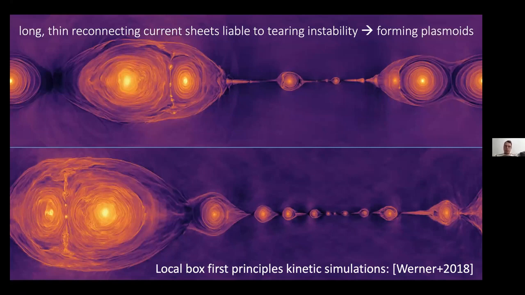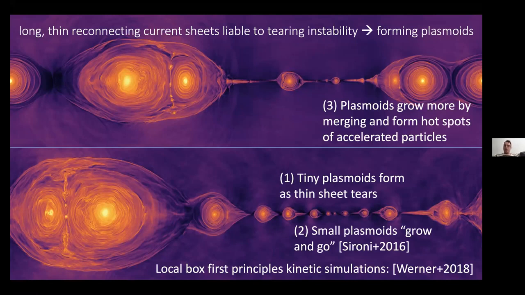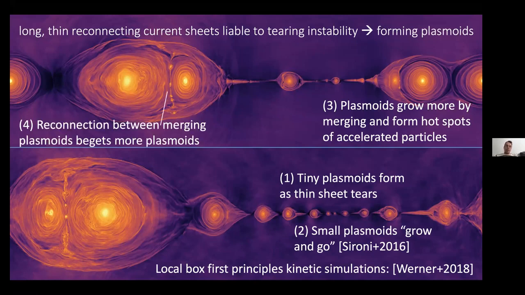If we do such a simulation in a particle-in-cell code, as Farial has already shown, and as I'm showing here by a slide that I stole from Greg Werner, who I think is in the audience, so thank him for that, we see that a current sheet can tear up and tiny plasmoids can form, which can then advect with the flow. Those plasmoids can merge and then grow into larger plasmoids or hotspots. They're usually hot, they have a high temperature, and they contain accelerated particles. Reconnection can happen again between those merging plasmoids, which creates a new batch of smaller plasmoids. So this is an ongoing process that goes down in scale.